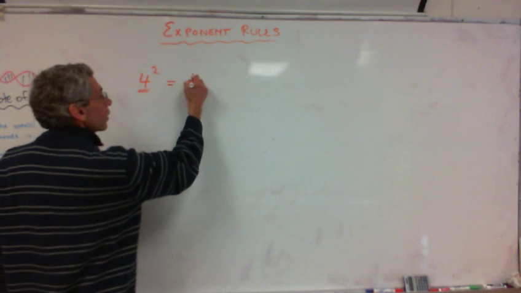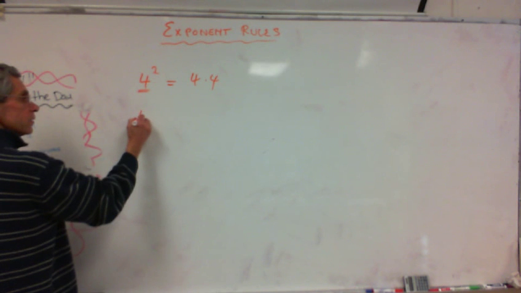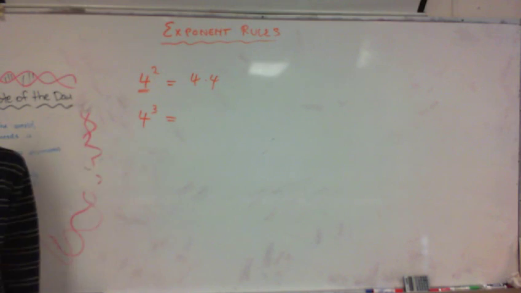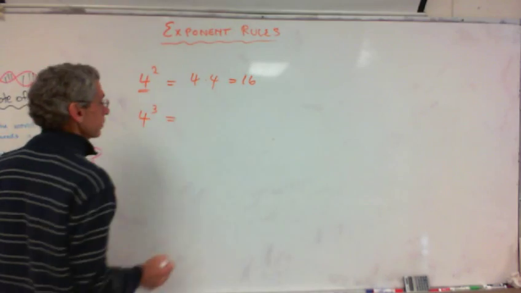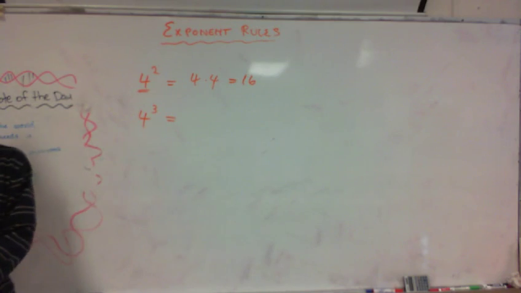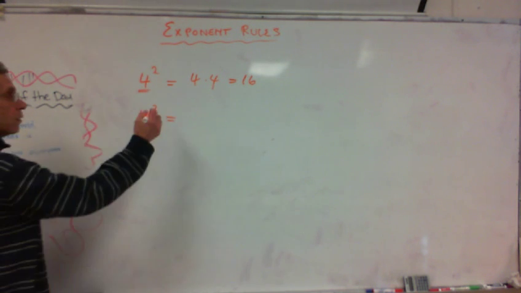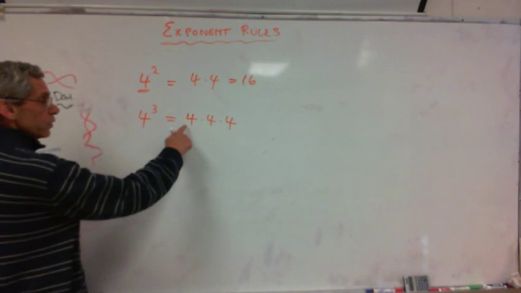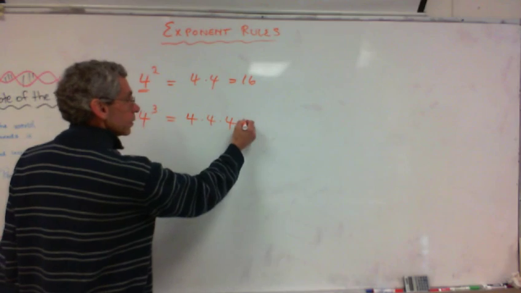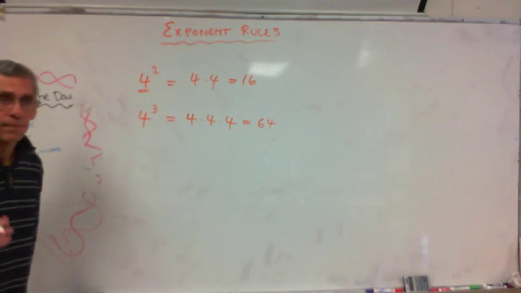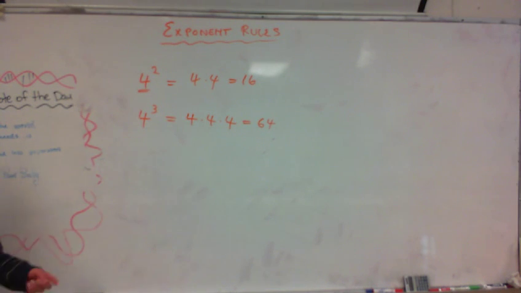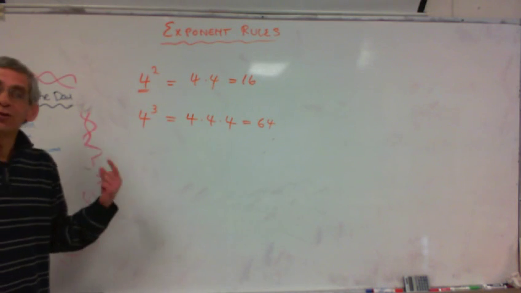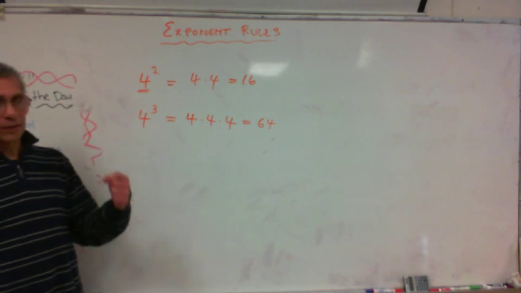So that would equal 4 times 4. What if I did this? 4 cubed. What would that equal? Oh, by the way, this is equal to 16. Let's try it. 4 times 4 times 4, right? So 4 times 4 is 16. What's 16 times 4? It's 64.